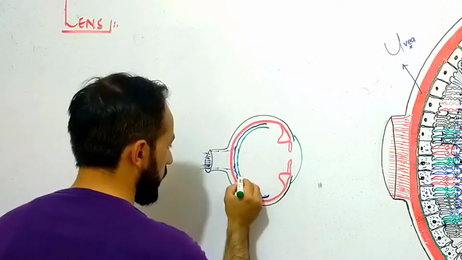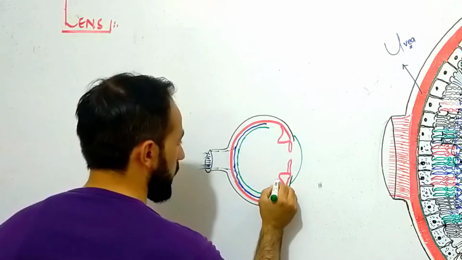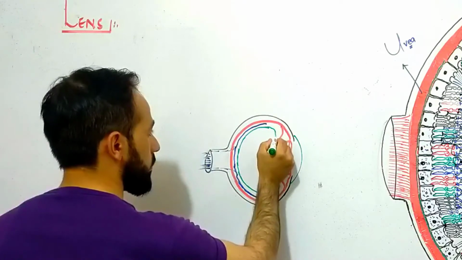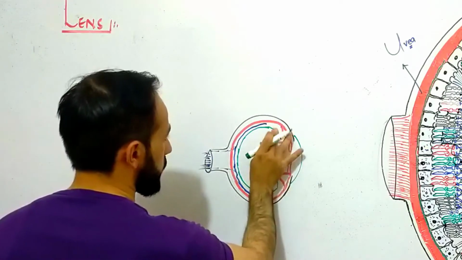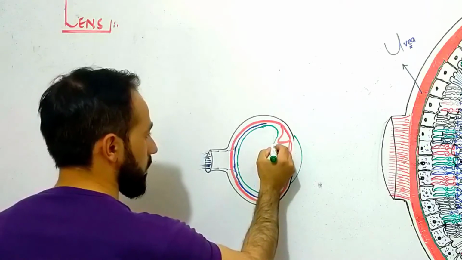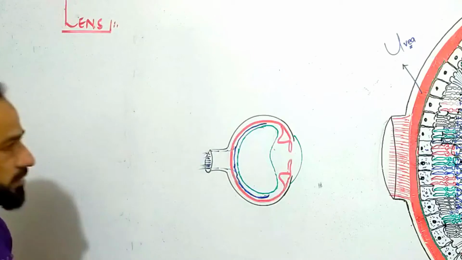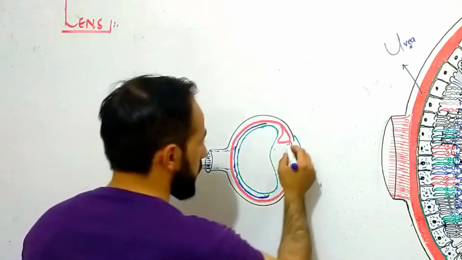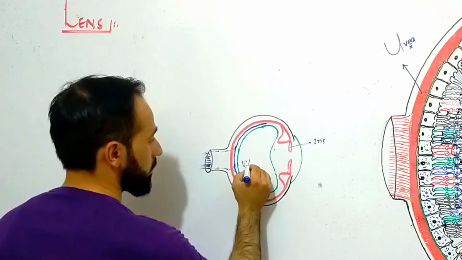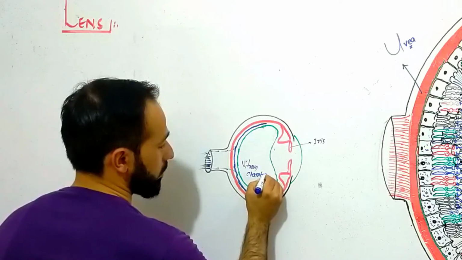If I draw it correctly, like this. So this structure is your actual vitreous body. Now let me correct it. This is your vitreous body. Now you know that this part is our iris, right? And this is the vitreous chamber or vitreous body. Now listen carefully.